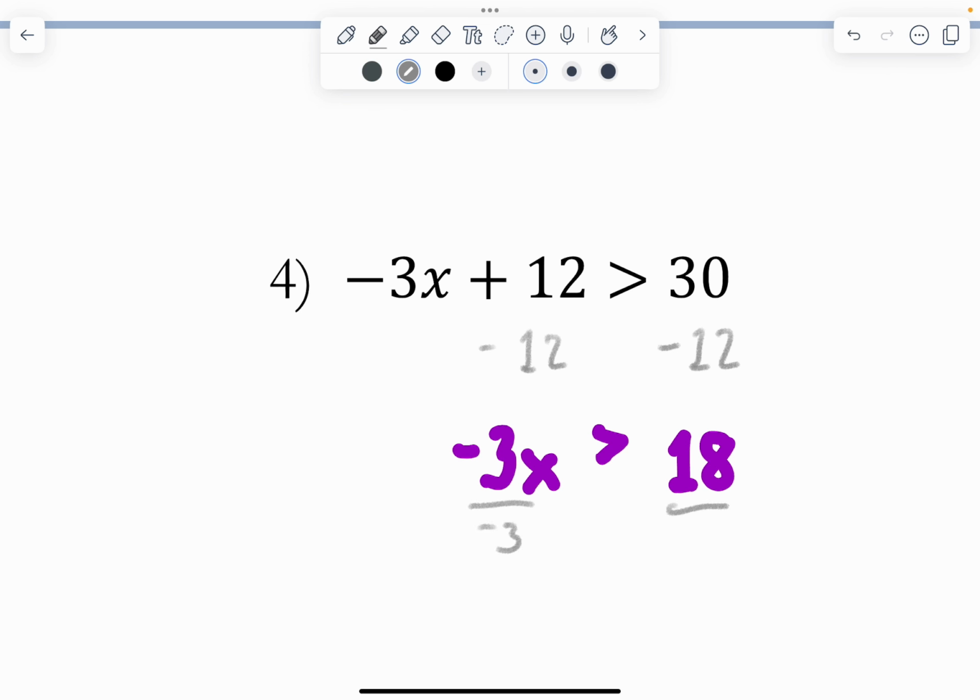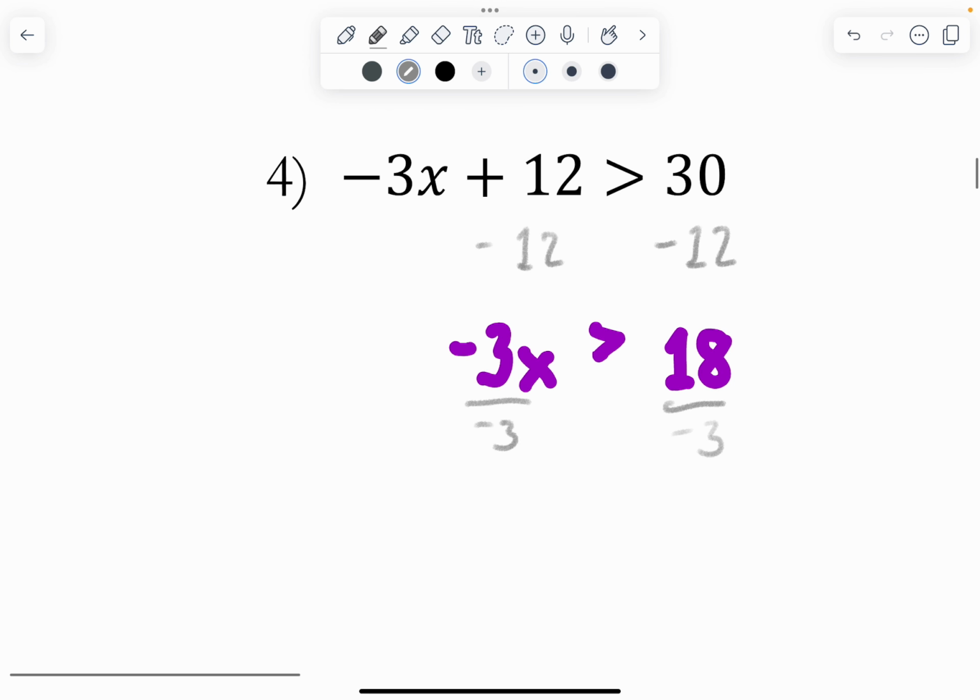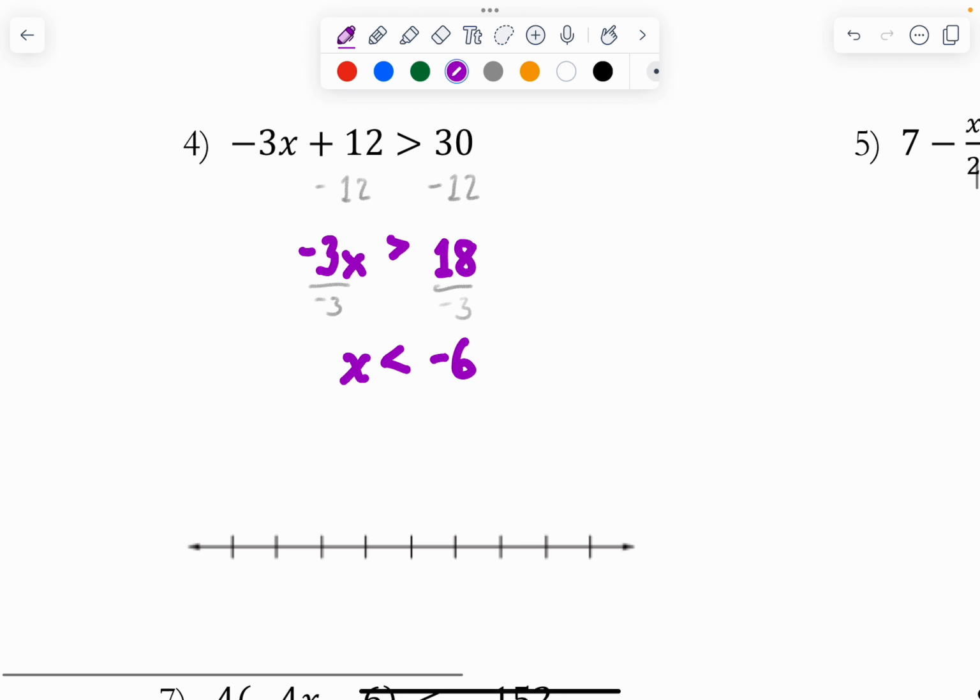And then we divide both sides by -3. And here is where the flip occurs. This is going to go from a greater than to a less than, -6. So then I'm open at -6, and we're going to the left forever. So that's what it looks like to flip.